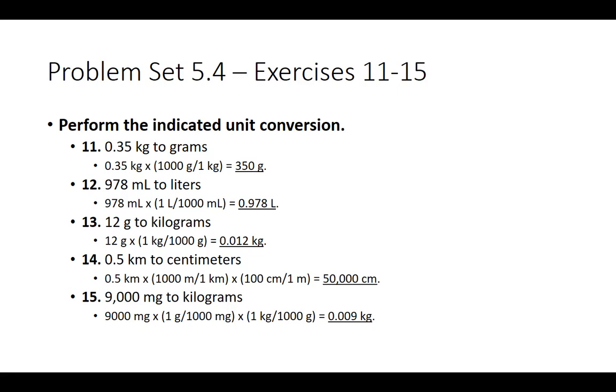Number 13, 12 grams to kilograms. We want to cancel grams away, so grams has to go on the bottom. We want kilograms to be our new units, so kilograms has to go on top. That conversion factor is going to be 1 kilogram over 1,000 grams. 12 times 1 divided by 1,000 gives us 0.012 kilograms. Since we're just dividing by 1,000, we can move the decimal point 3 to the left and get 0.012 that way as well.